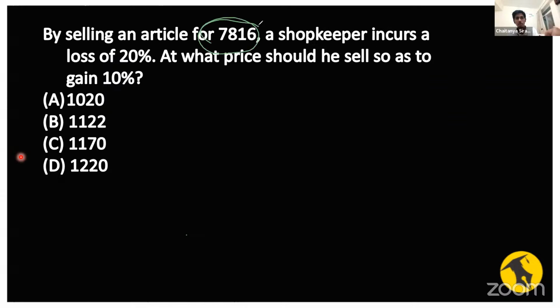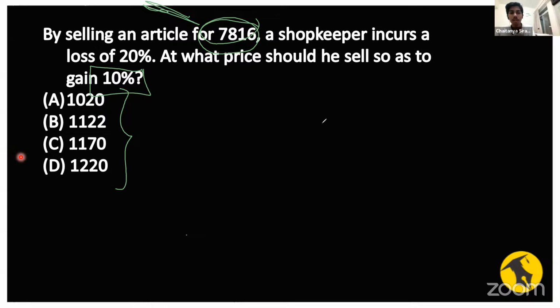Okay, I think the problem is with this value because this is 7816 and all of these are in thousands. So if he wants to gain a 10% price, this should be higher than this amount, right? So I hope you get the concept. The question is written wrong.